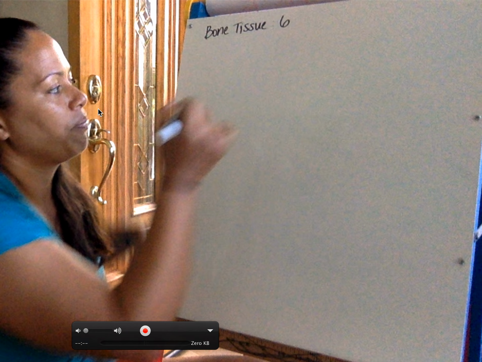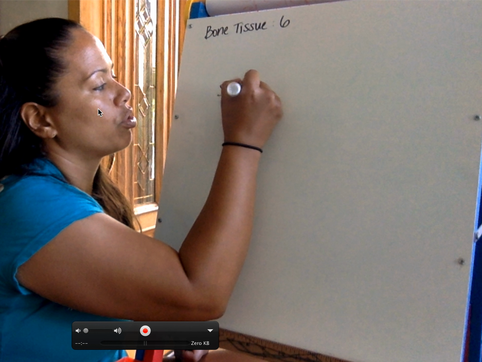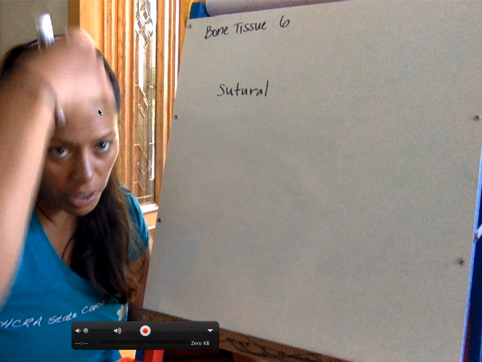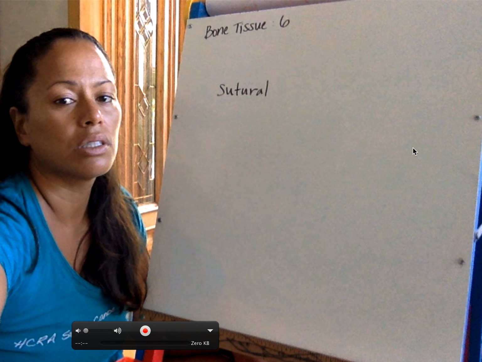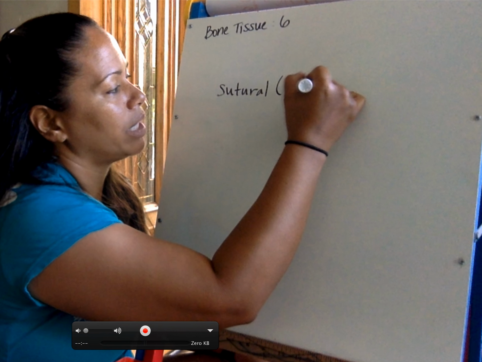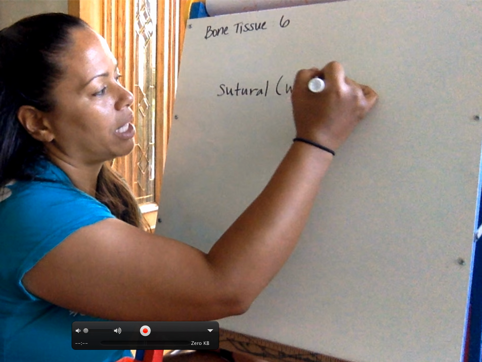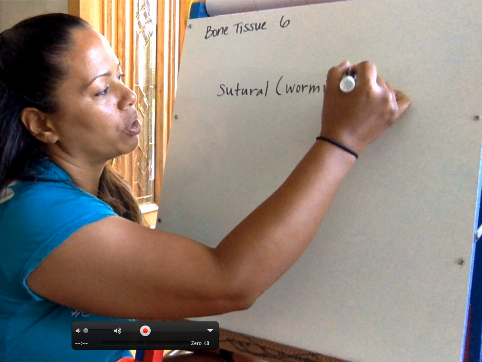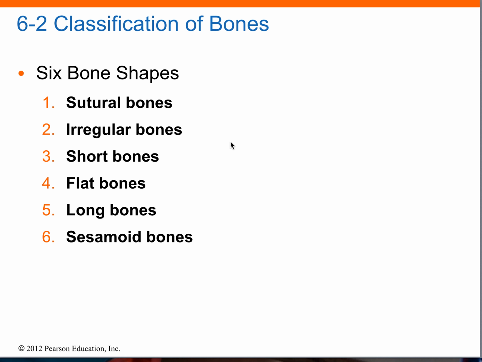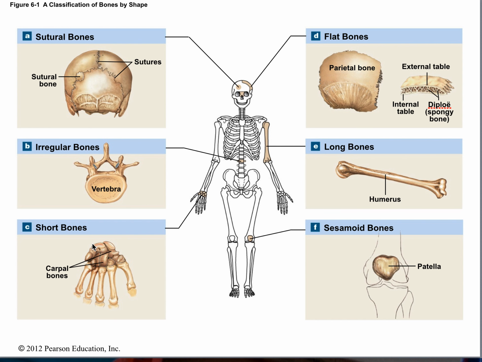So if you ever see a bone that's called a sutural bone, it just means that it's a bone that's growing inside of the sutures that are found between the skulls. And if you see sutural, sometimes the person that named it likes to name it after themselves. So they call it wormian bones. And then we have irregular shaped bones like the vertebrae, short bones like the wrist, flat bones like in the skull. Then we have long bones like the humerus or even the femur.